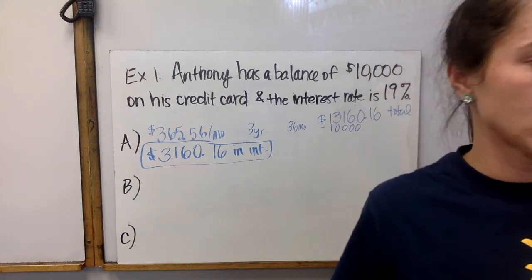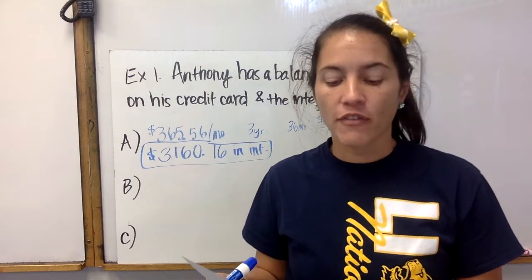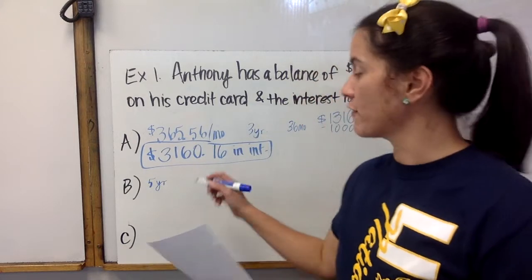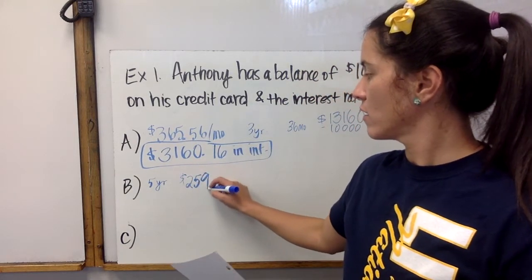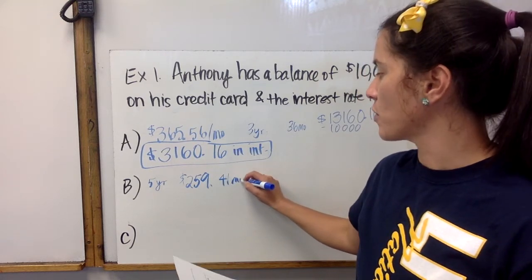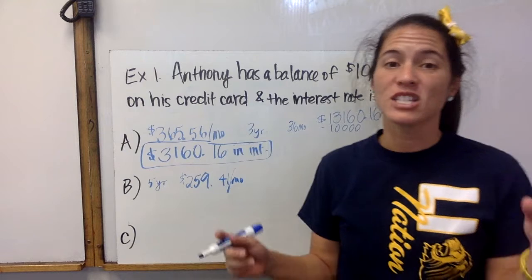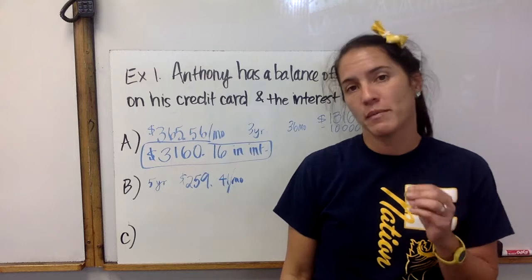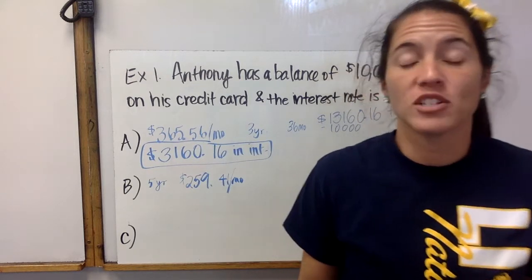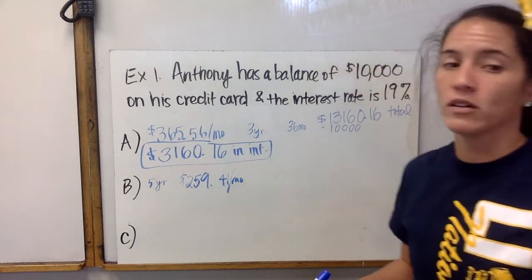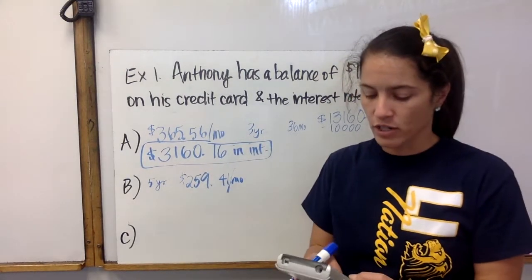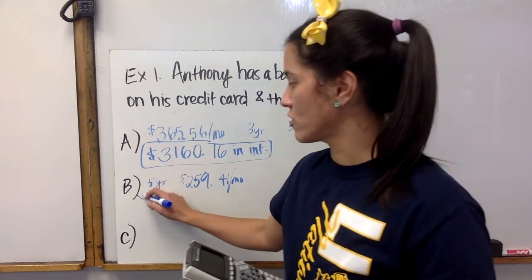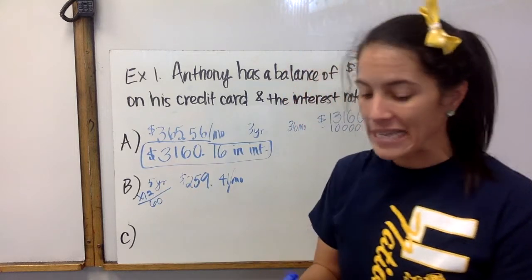Part B, read on your paper, to pay off the loan in 5 years, Anthony will have to pay $259.41 per month. The payment is smaller because if you're paying that money back over a longer period of time, your payment is going to be smaller. So how much interest is Anthony going to pay in 5 years? You multiply $259.41 times how many months are in 5 years, so times 12. That would be 60 months.